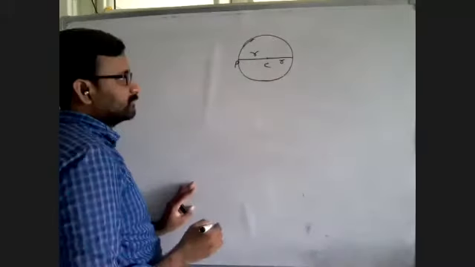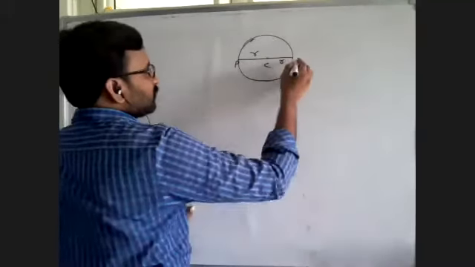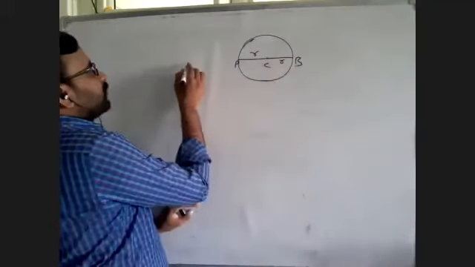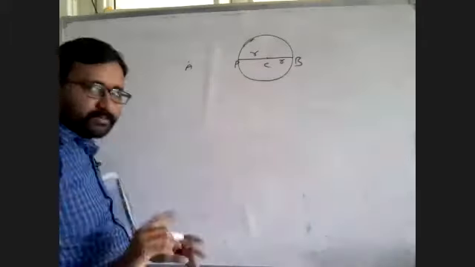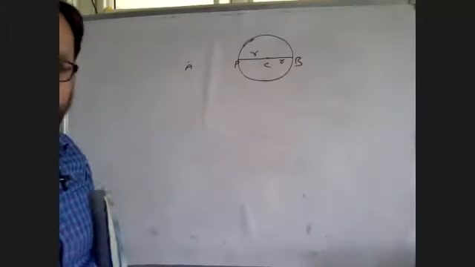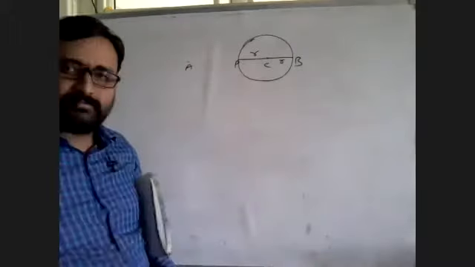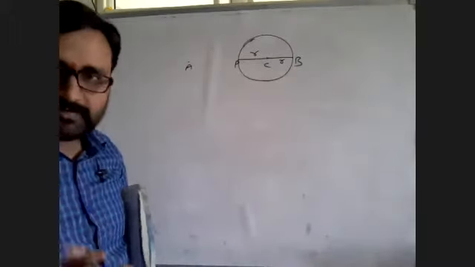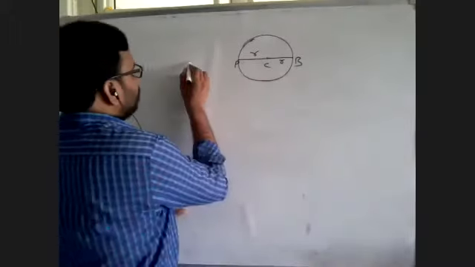Take some point P here. Take some point B, some point A. The point A is outside. We are finding the maximum and minimum distance from a point to the circle. What is the maximum distance and what is the minimum distance is the question.